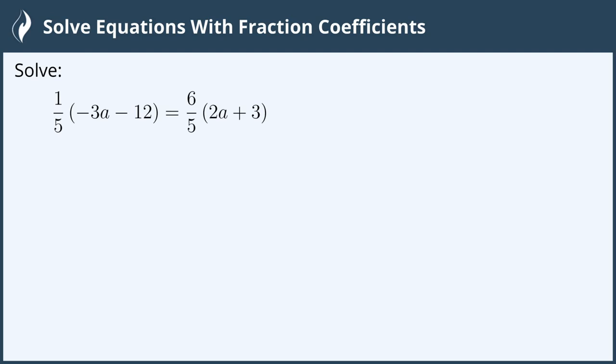Hi everyone! In this video we will solve equations with fraction coefficients. We have a fraction on both sides of the equation here with the same denominator. Because of that, it will be easier to multiply both sides by the lowest common denominator to get rid of all of the fractions. Since the denominators are already in common, we will just use the number 5 and we'll multiply this to both sides of the equation.